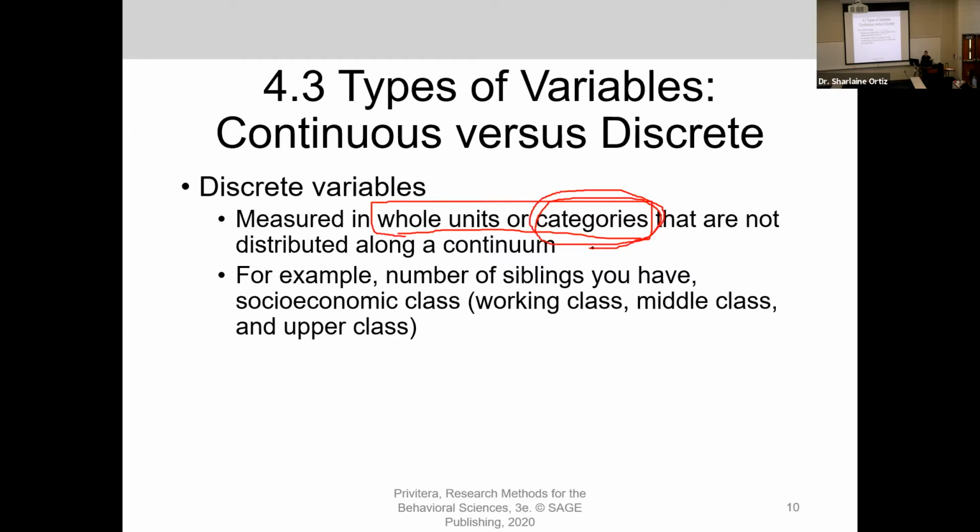Why is that? Categories are not generally distributed along a continuum, right? So, for example, think about siblings, right? You have older brother, middle sibling, younger sibling, right? That's not a continuum, right? That is a category, right? It's a unit, right? So because it's a unit, you can't say I had 2.7 brothers. That makes absolutely no sense.